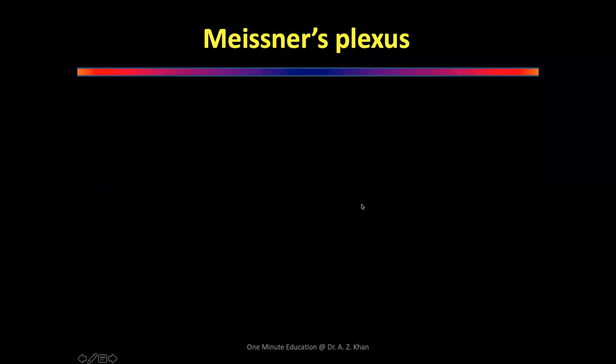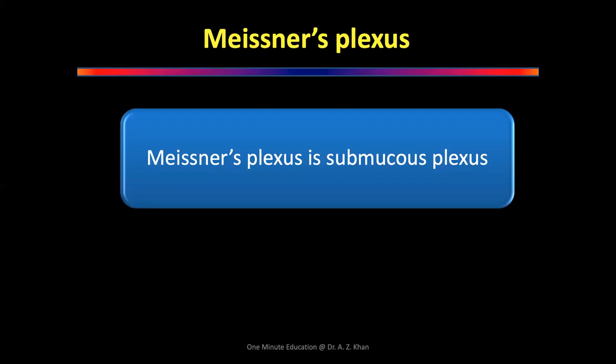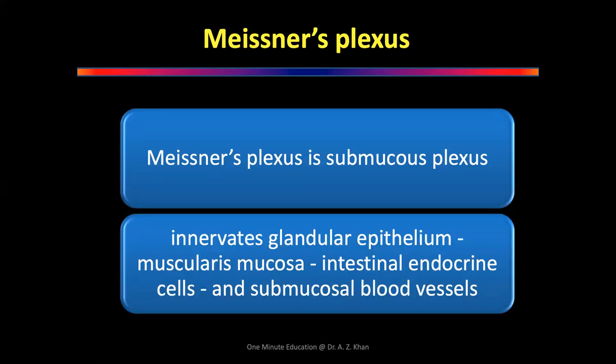Okay, so what is this? What is Meissner's plexus? Yes, sir. One mark if you tell me what is Meissner's plexus. Okay, it's a submucous plexus. And innervates the glandular epithelium, muscularis mucosa, intestinal endocrine cells, and the submucosal blood vessels.